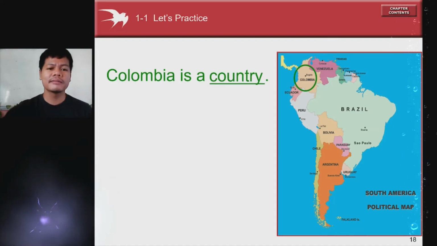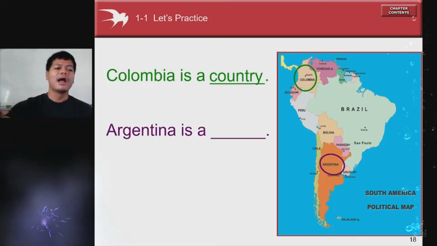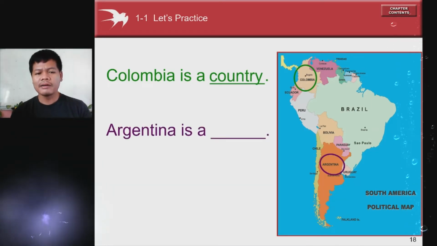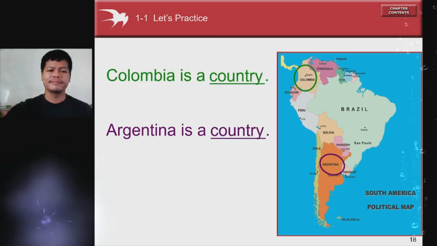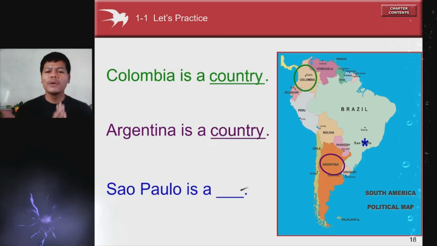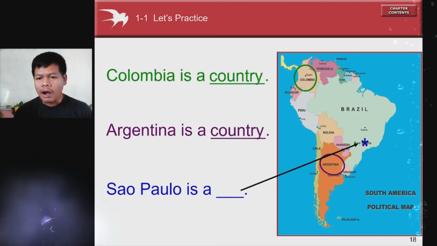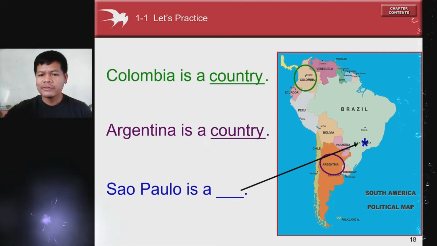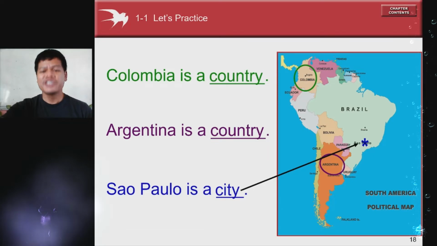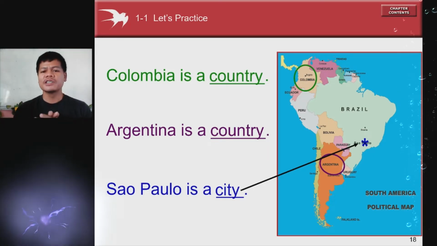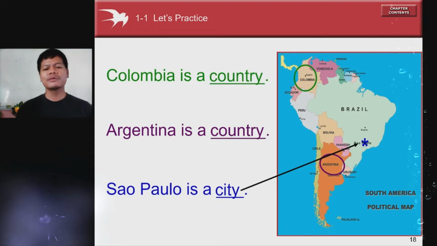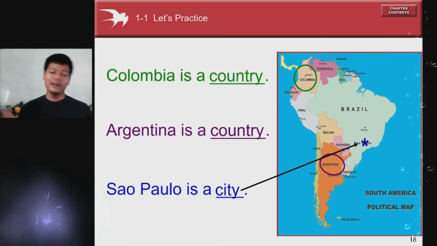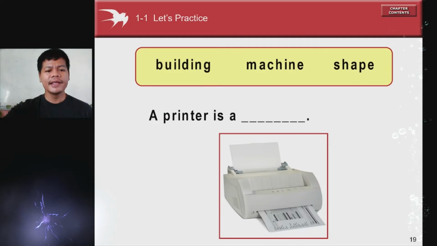Okay, let's start again. Argentina is a country. Okay, very good. Sao Paulo is a. Sao Paulo, do you know? City. Sao Paulo is a city in Brazil. Do you know Sao Paulo? Sao Paulo city? Okay. And then?